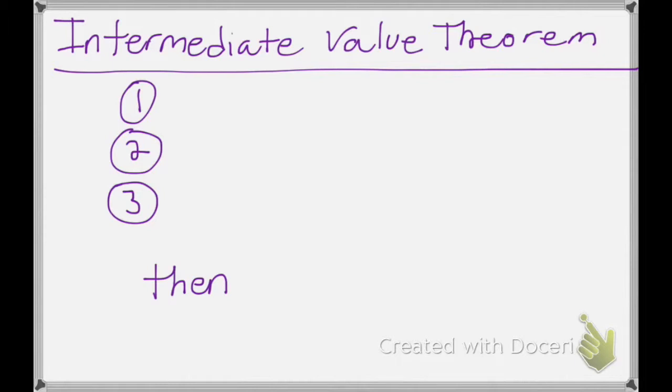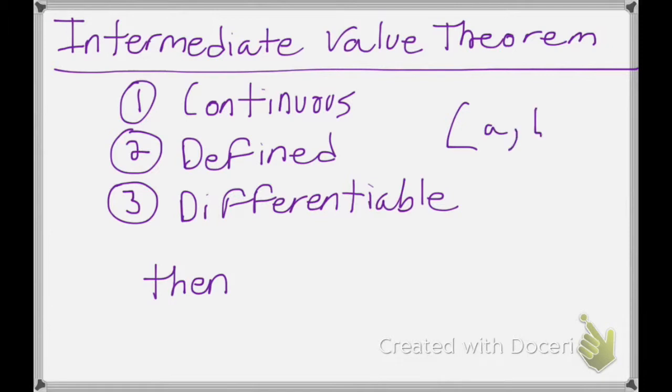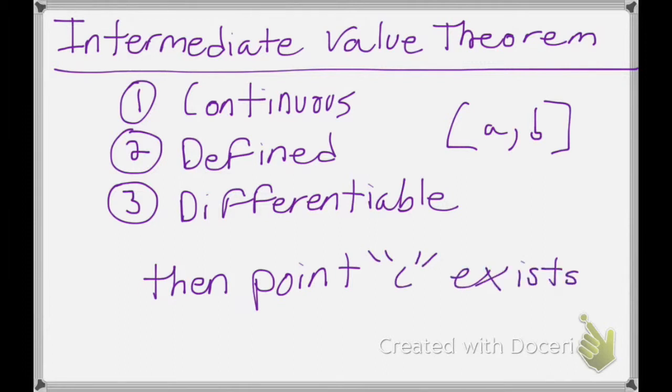What this states is that if a function is 1, continuous, 2, defined, and 3, differentiable on an interval from A to B, then point C must exist. And this is a fairly simple concept. Of course, if a function is continuous, defined, and differentiable, then it goes through every single x value in between A and B. What this says is that there must be a point C in between A and B.